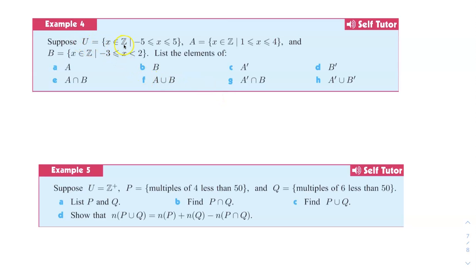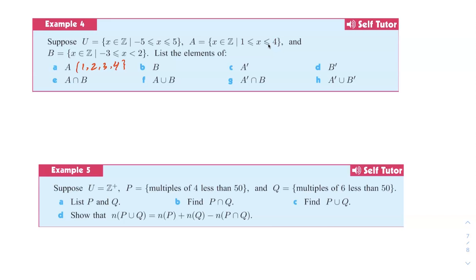Suppose the universe is the universe of integers between -5 and 5 inclusive, and A is the set of integers from 1 to 4 inclusive, and B is a set of integers from -3 to 2 inclusive. List elements of A, B. Okay. So those first two are going to help us a lot with the rest. So I want everything that's in A. So I'm going between 1 and 4 inclusive. So it's just going to be 1, 2, 3, 4.